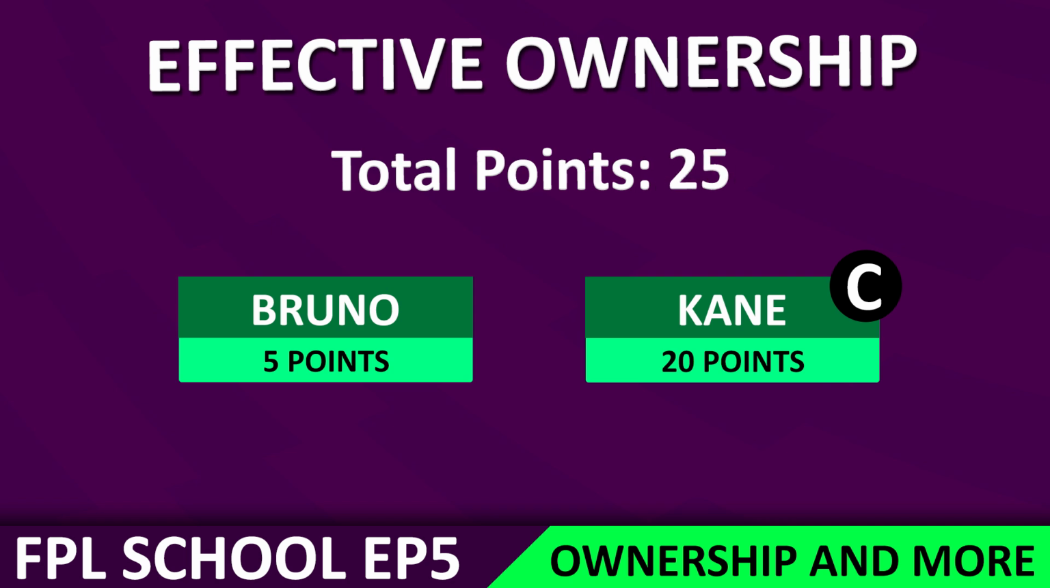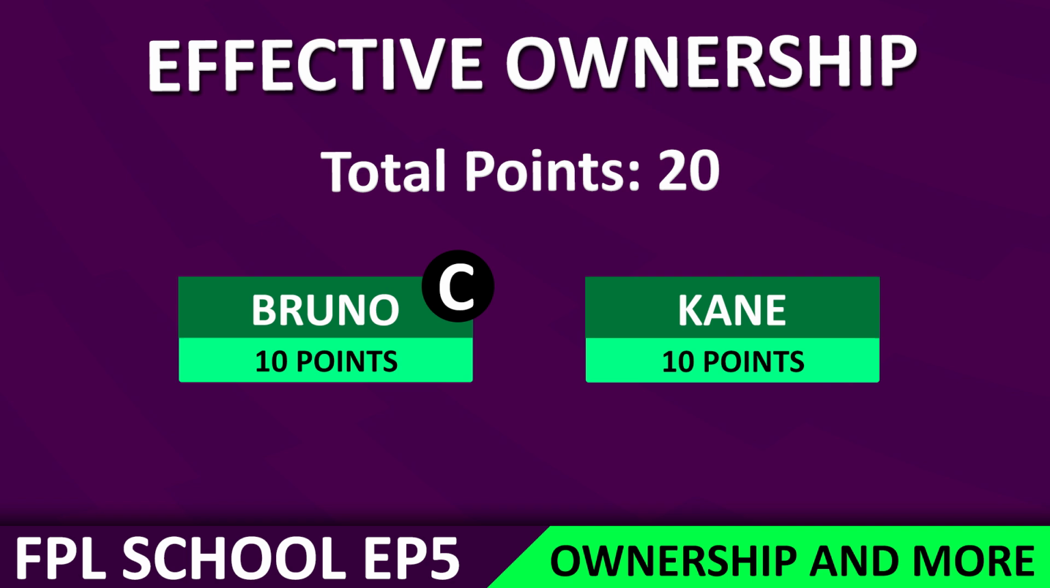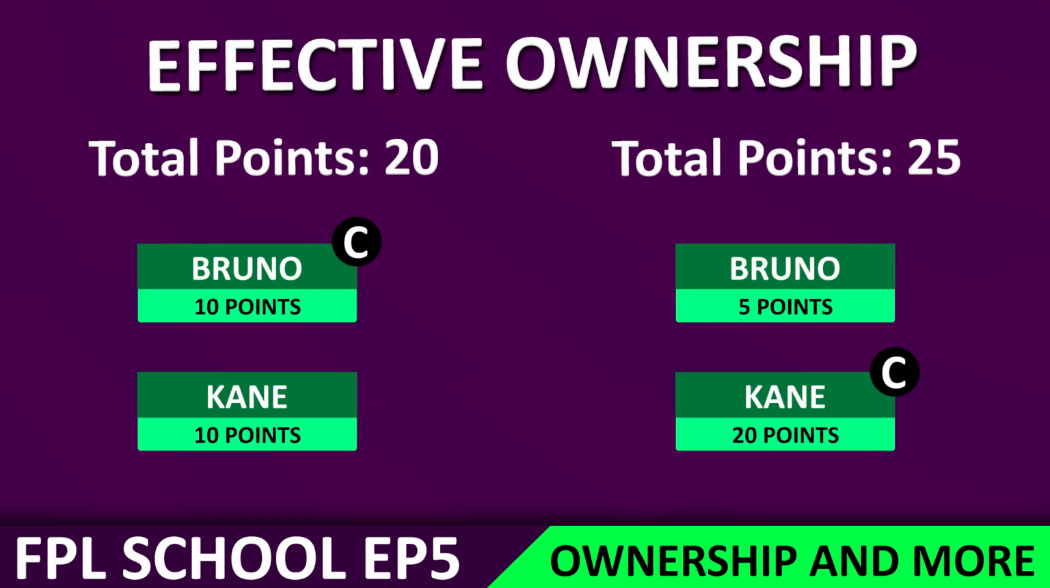But let's flip it around. You own Bruno, and did captain him, that's 5 times 2. You own Kane, but didn't captain him, so you only got his 10 points, they weren't doubled. Meaning the total points you got was 20. So, as you can see there, that is less, isn't it? Numbers are numbers, 25 is more than 20.